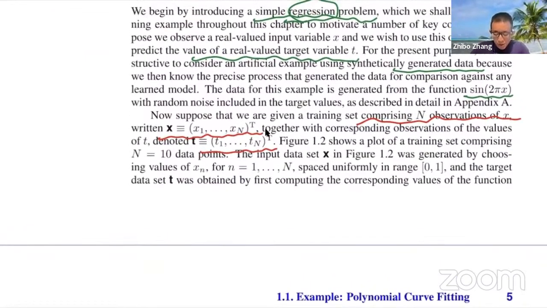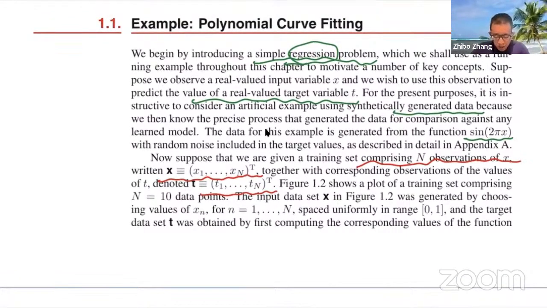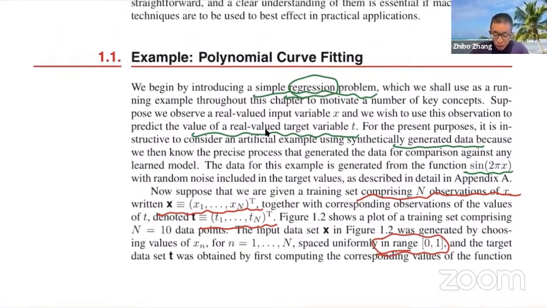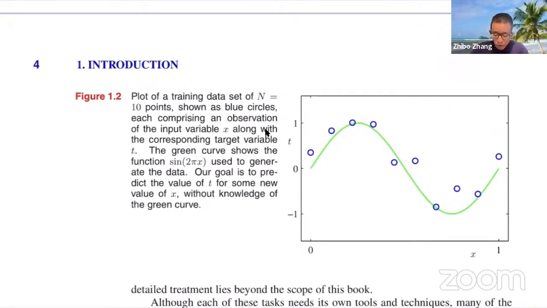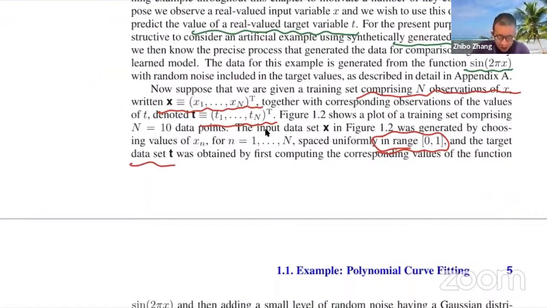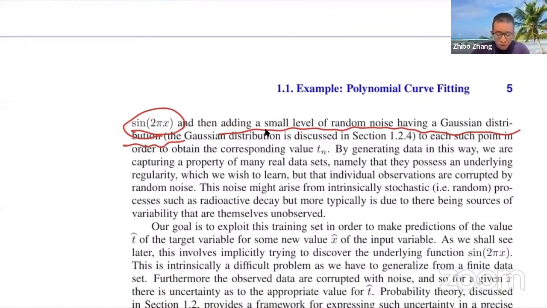The input data set x in figure 1.2 was generated by choosing values of x_n, okay, spaced uniformly in the range 0 to 1, closed interval. So basically you just sample here. And the target data set t was obtained by first computing the corresponding values of the function sin(2πx), and then adding a small level of random noise following the Gaussian distribution to each such point in order to obtain the corresponding value t_n.